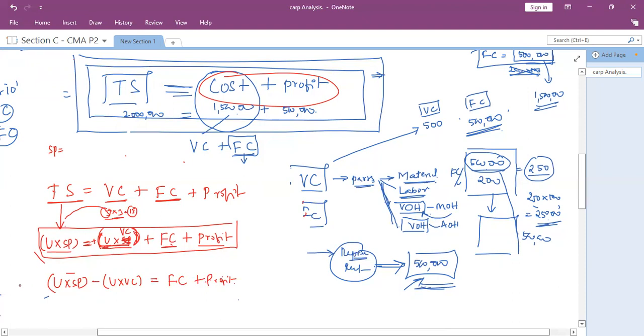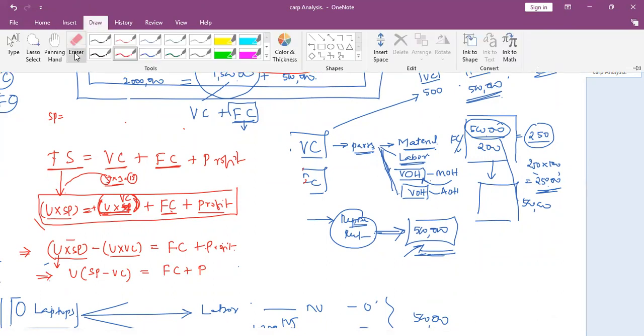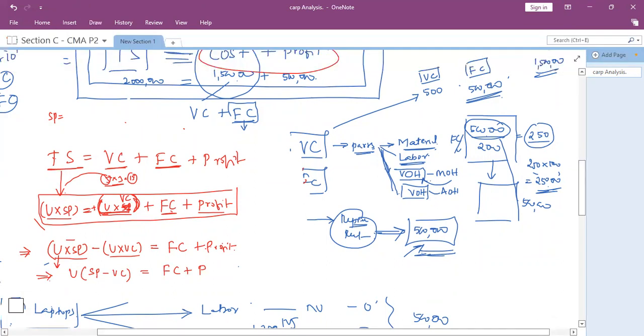This step is clear to everyone? Yes. Okay. Now this is units into selling price, units into selling price. Shall I take units common? What remains? Selling price minus variable cost, equal to fixed cost plus profit. Up to here clear to everyone? All of you? Yes. Clear.